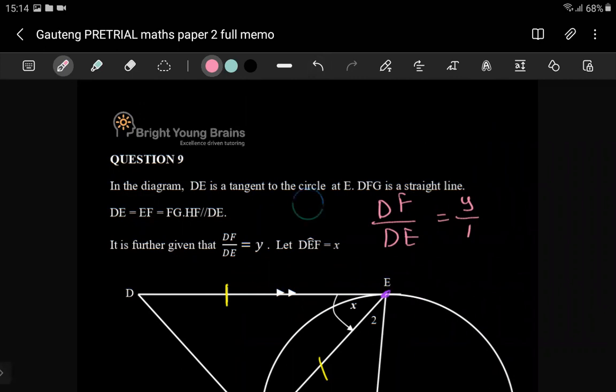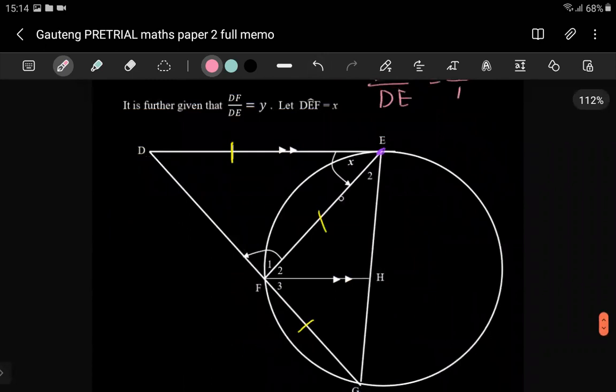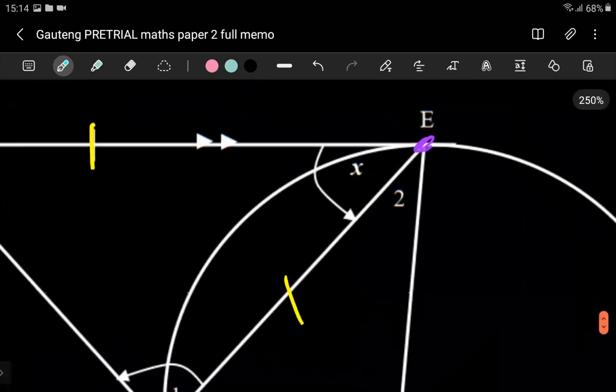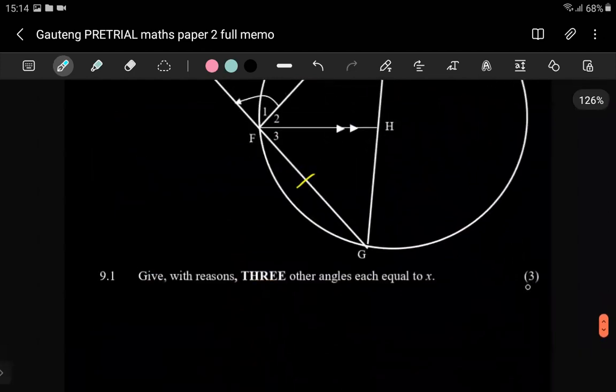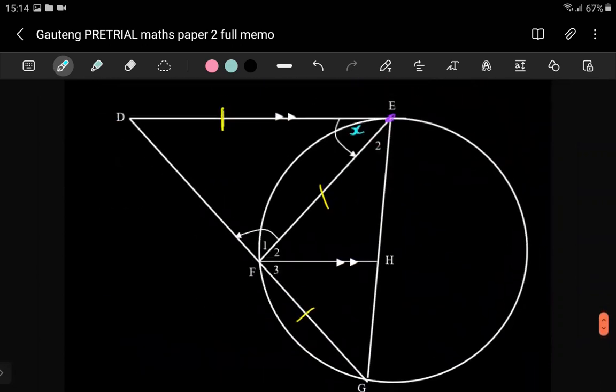And then the next thing they said is let DEF equal to X. So DEF equal to X. This looks super crazy familiar as well. So much recycling of questions. Oh well, we'll have to see. So the 3-mark question says give with reasons 3 other angles equal to X.